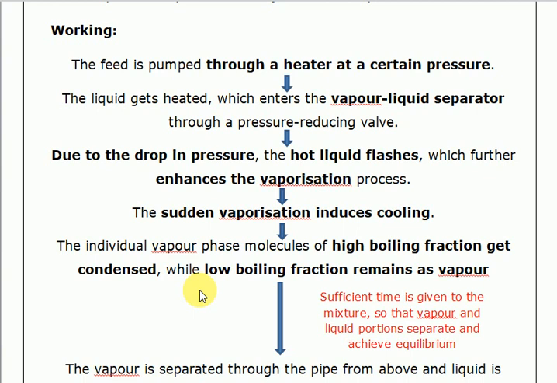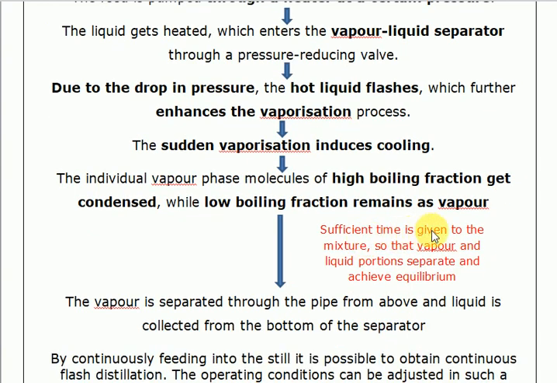The low boiling point fraction remains as vapor. Sufficient time is given to the mixture so that the vapor and liquid portions get separated and achieve equilibrium, so it is known as equilibrium distillation also. The vapor is separated through the pipe from above and the liquid is collected from the bottom of the separator.